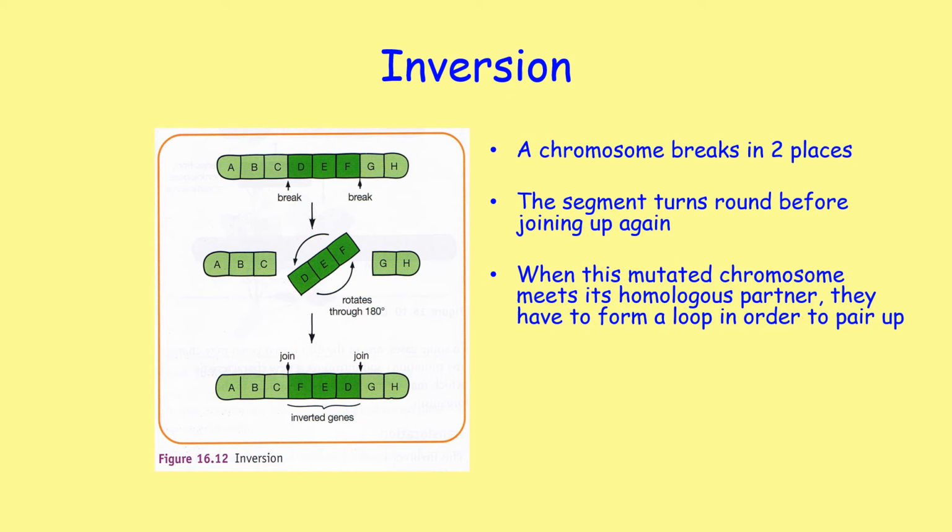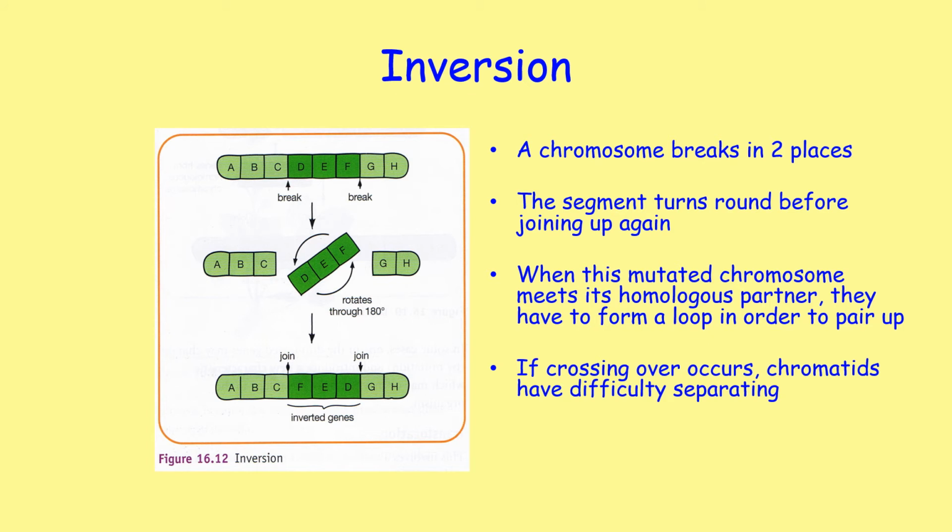Again, during the process of meiosis, when we're creating sex cells, if these chromosomes meet up with a homologous partner, which they would do, it would have to form a loop in order to pair up. And this has the impact that if our chromosomes carry out what's called crossing over, they will have difficulty separating. And again, that means that those sex cells that are created in that process are not going to be viable.